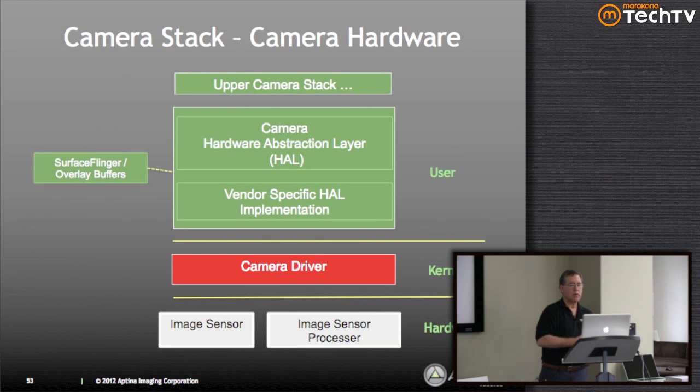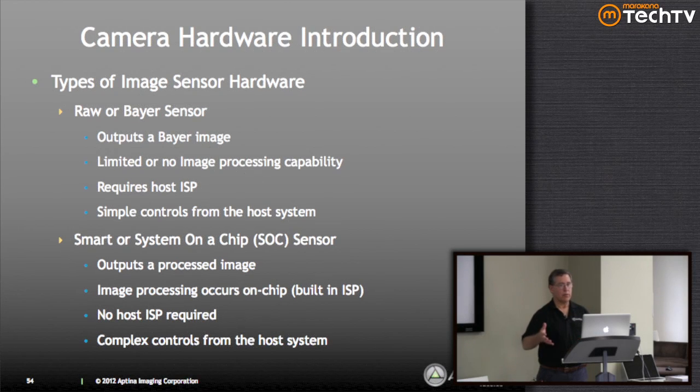Camera hardware overview. This is the lowest level of the stack that we'll be presenting. Basically, from Aptina's point of view, there are two types of cameras. One is just a sensor, what we call a bare or raw sensor. It outputs something called a bare or a Bayer image. It has no or very limited image processing, and it requires an image sensor processor, something to do the image processing in hardware, either on the host or on another chip. And it has very simple controls.